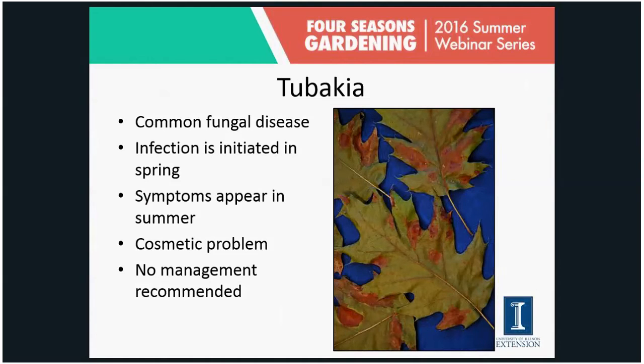Tubakia is a very common fungal disease that we see basically every year. The infection is initiated in spring, so by the time we see it in summer, where the symptoms begin to appear, it's too late to really protect the tree from Tubakia because that infection has already started. The symptoms are pretty classic. They're usually fairly round or oval lesions that show up.